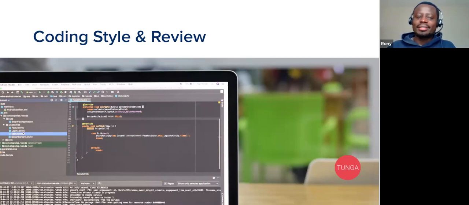How do you write classes? How do you handle things like security? How do you review the code once an MR is raised? Who is supposed to review, and how do you give feedback that is actionable and helpful to the person who has written the code? This is extremely important.